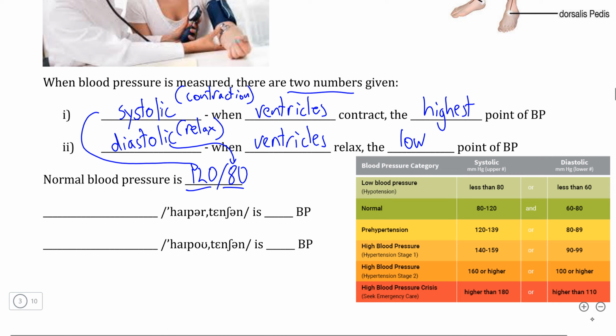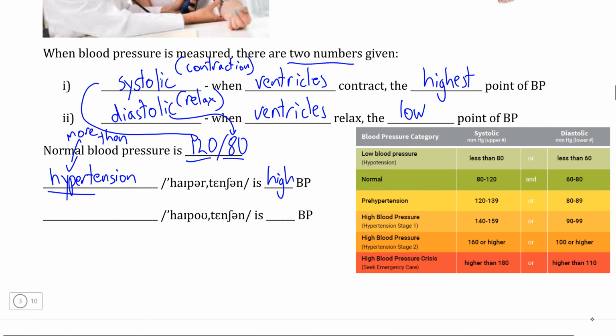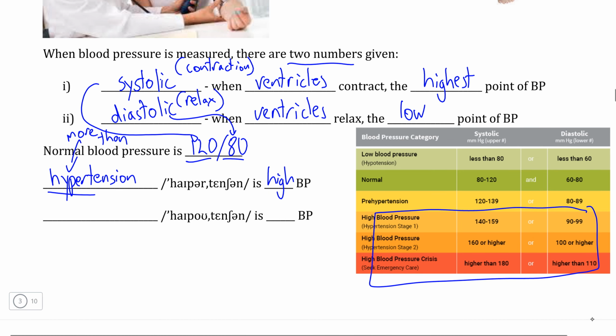Now, let's say that your blood pressure is not 120 over 80. There are two possible conditions where your blood pressure is abnormal. One of these conditions is called hypertension. Now, we know the prefix hyper means more than, meaning that hypertension is another word for high blood pressure, indicated by any blood pressure that is over 140 over 90, for example. So 20 units over the systolic high and 10 units over the diastolic high is officially classified as high blood pressure.